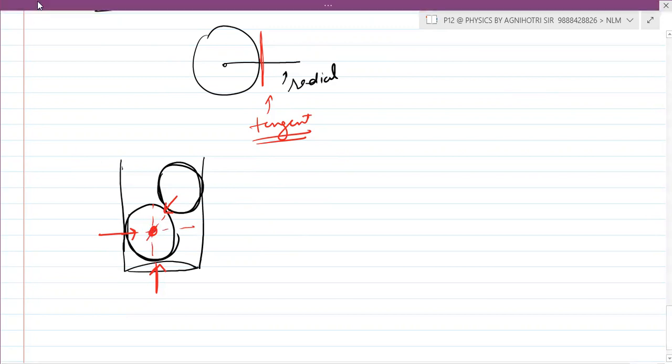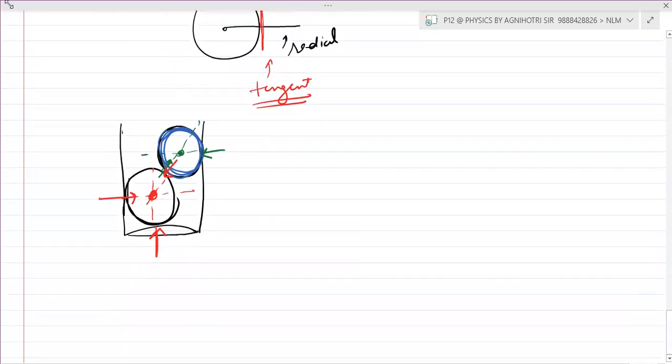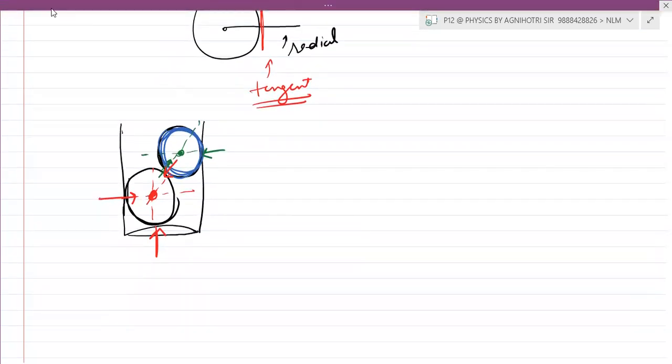Now, similarly, if you talk about this blue sphere, the blue sphere is experiencing the force there, at the center, and there. So these normal reactions definitely pass through the center only. Okay, so this is all about the normal reaction, how it exists and how it acts. But the thing is, it is a pushing force.